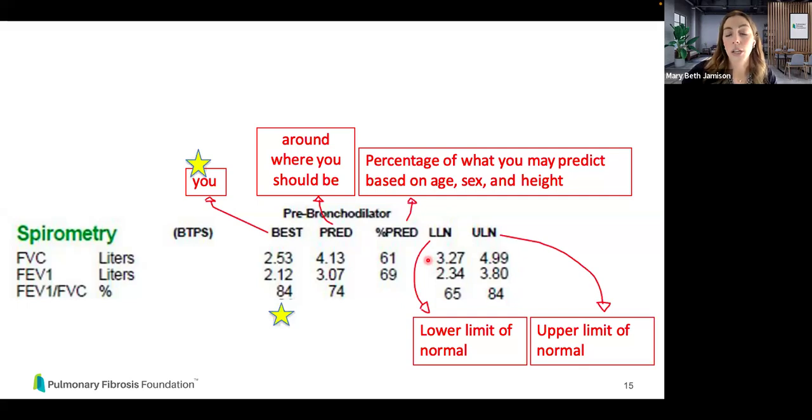So for this one, the lower limit of normal is 3.27. But for this pulmonary function test, this person did 2.53. So we can tell that it's reduced based on the lower limit of normal. And if you're wondering, what is the percentage of 2.53? It's 61 percent. But sometimes it's kind of hard to know what 61% means. I think that lower limit of normal can be really helpful if you're just looking at your report, wondering what your specific numbers mean. Does that make a little more sense?